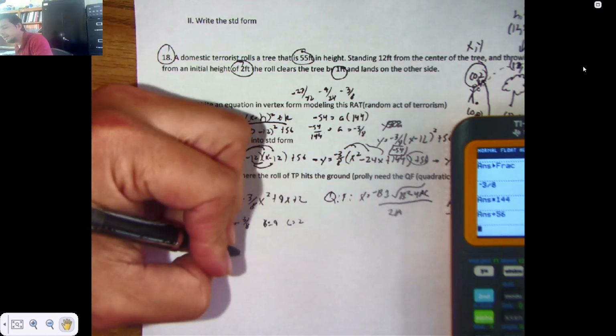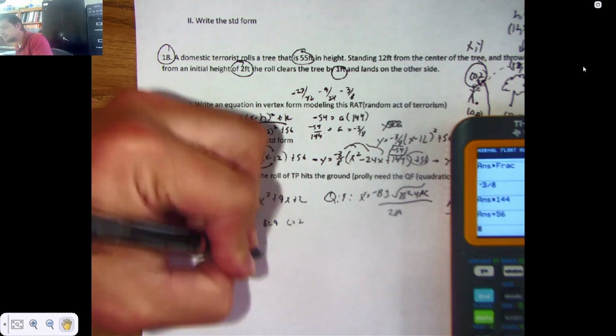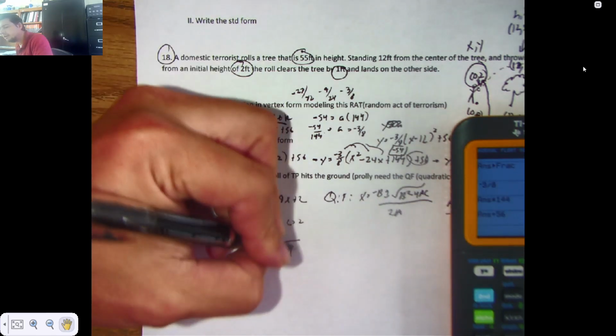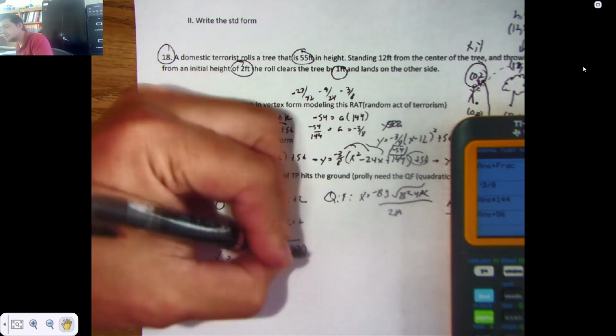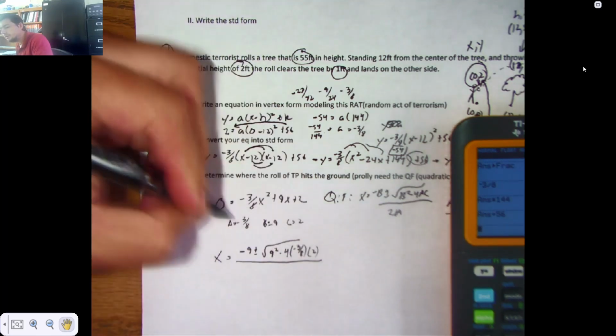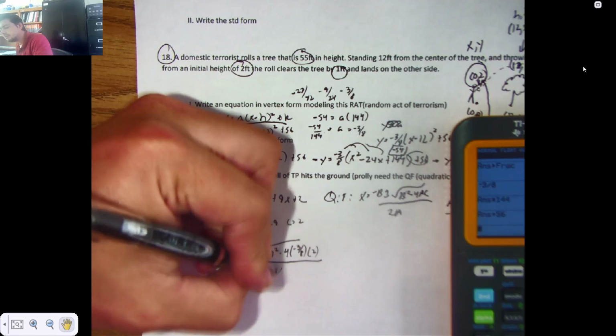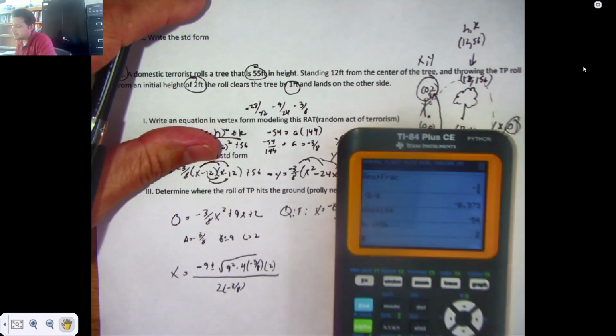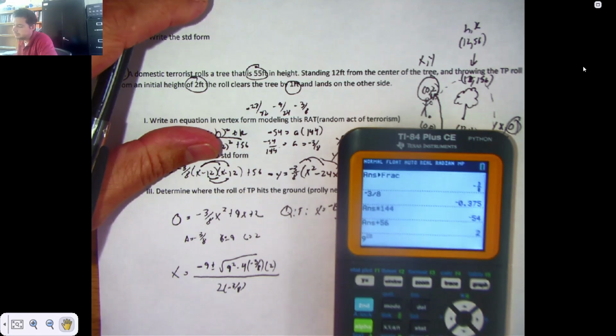So if B is 9, opposite B is negative 9. Plus or minus the square root of 9 squared minus 4 times A, which is negative 3/8, times C, which is 2. And it's all sitting pretty over twice negative 3/8. That's what it looks like. So let's see what's in that radical. 9 squared minus 4 times negative 3/8 times 2. This will actually be a whole number. Whoops, wasn't paying attention to what I was typing.